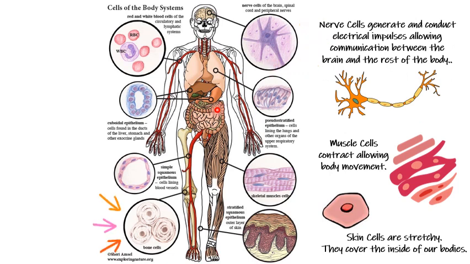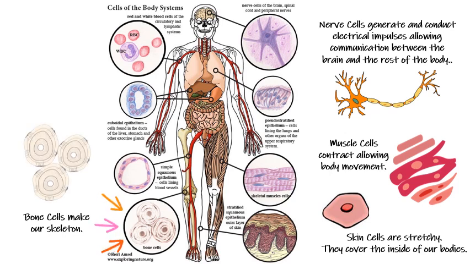Look here. These are the bone cells, and the bone cells make our skeleton to support our body and to give the body its shape. And finally, here we have the blood cells.